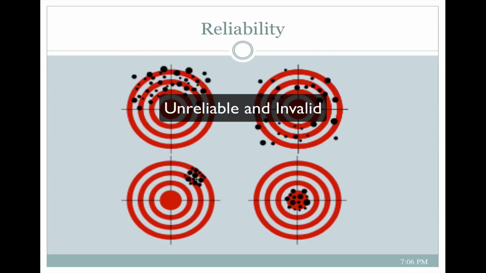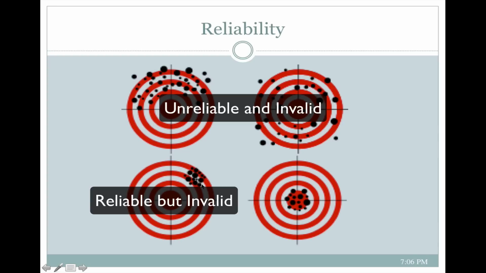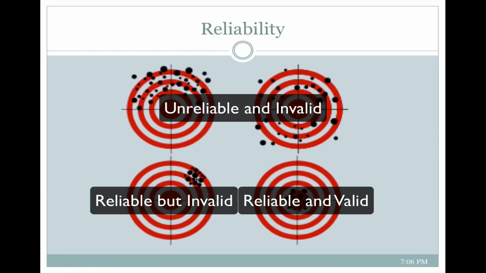The bottom left corner here, where we notice that we have very tightly clustered shots, but they're invalid. They're not measuring the center of the target. They're not measuring the thing that we had set out to do. Only in the bottom right corner do we see we are both valid and consistent, reliable. We have both characteristics in play. We've hit the center of the target, what we were aiming for, and we've done it in a consistent fashion.